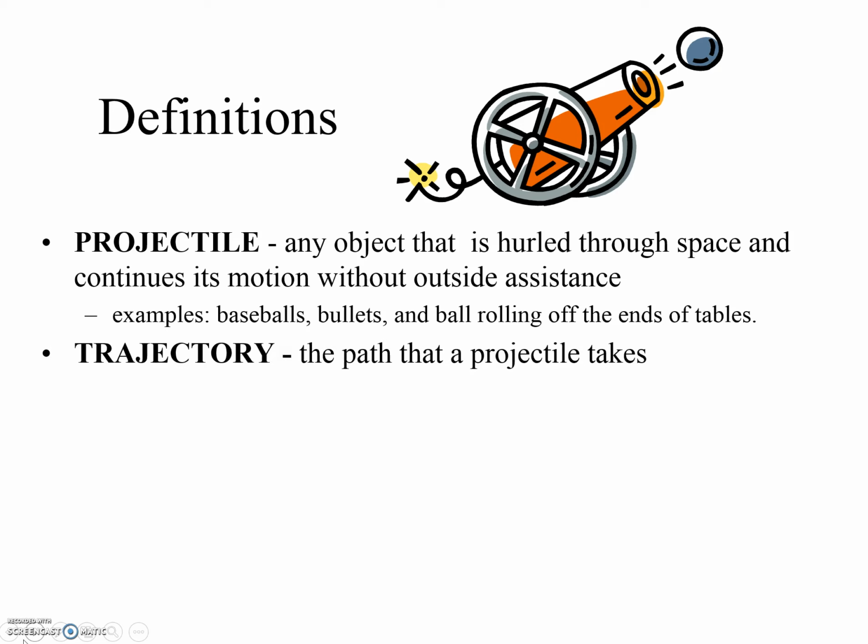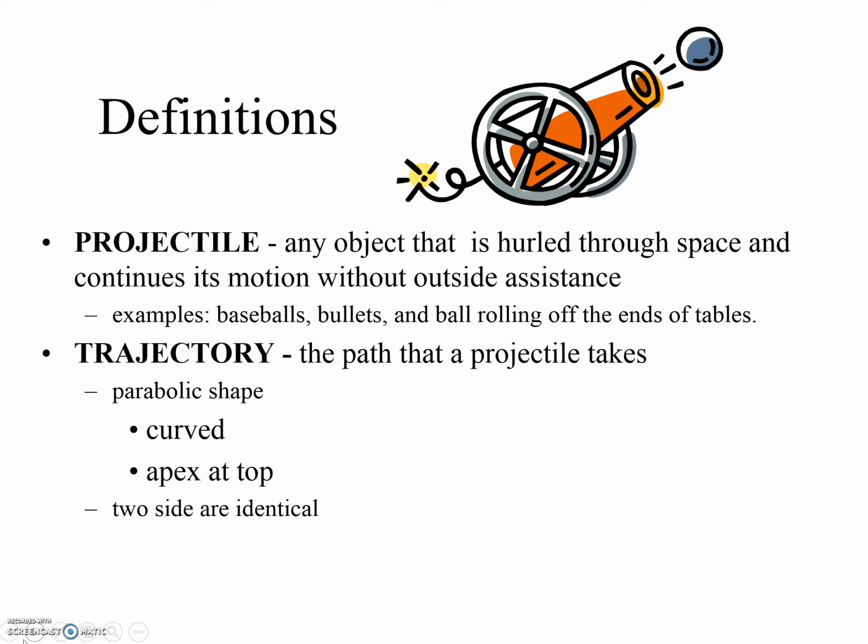We need to know that when we talk about the path that a projectile takes, we're talking about the projectile's trajectory. And when we deal with the trajectory, that shape, that path, is called a parabolic shape. And really a parabolic shape means that it's a curve. And when we talk about that curve, the top part of the curve is called our apex. And if we were to look at the shape of the curve before the apex and the shape of the curve after the apex, those two sides are identical.